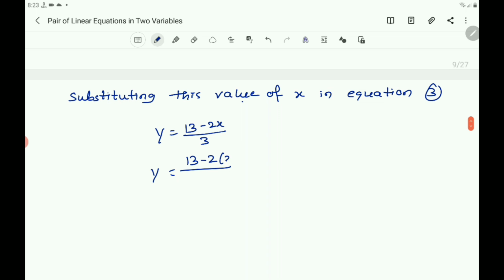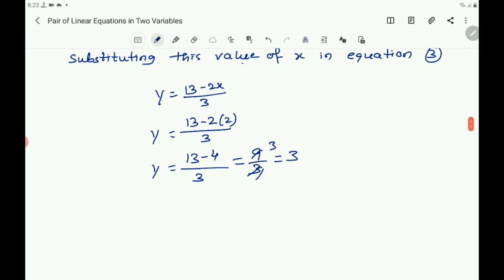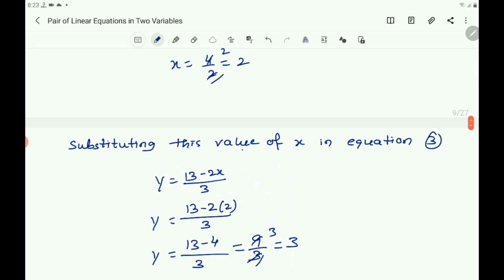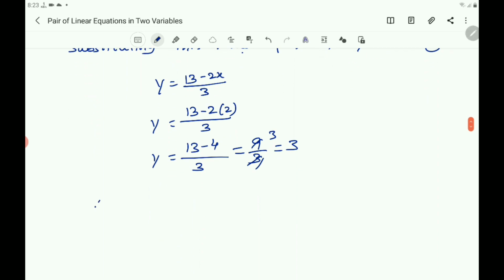X value is 2 by 3, that equals y equals 13. You write 13 minus 2 2s are 4 by 3. 13 minus 4 is 9. 9 by 3, 3 3s are 9, you got 3. So you got y equals 3, x equals 2. You write therefore x equals 2 and y equals 3. That is the solution. You can verify here.